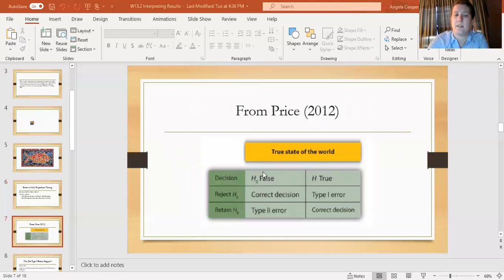So we have the decision of the null, meaning that you reject the null hypothesis, or retain it, and the null is false, or it's true. If you reject the null and it's false, good job, you did the right thing. If you reject the null and it's true, you made a mistake. You made a type 1 error. You retain a true null, you made a correct decision. And if you retain a null when you should have rejected it, you've made a type 2 error.